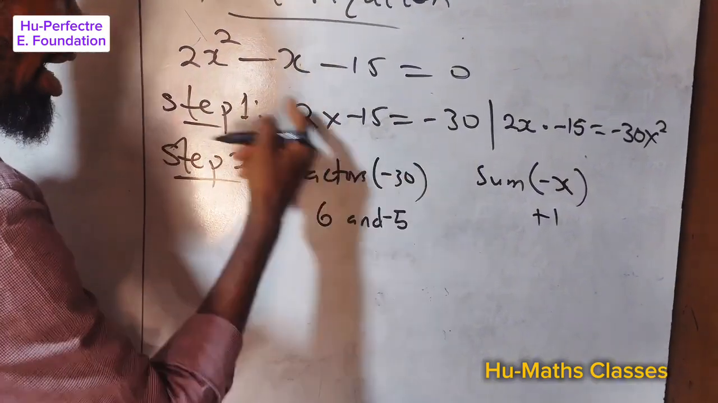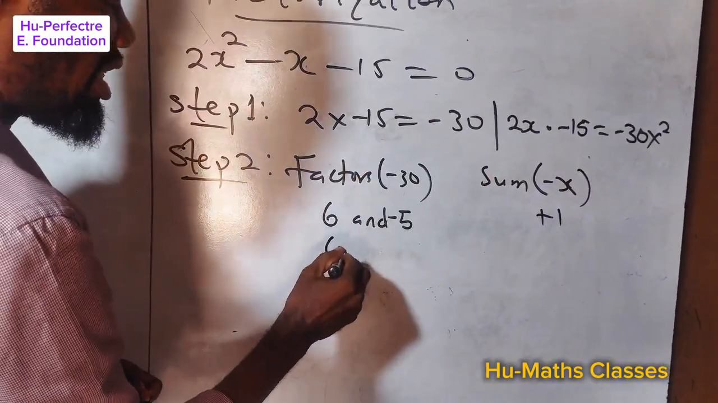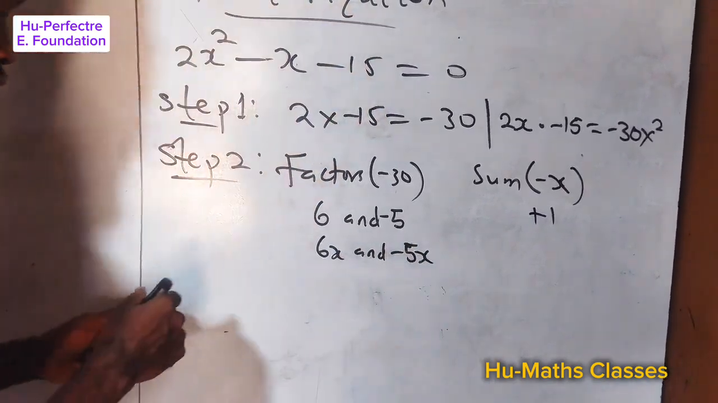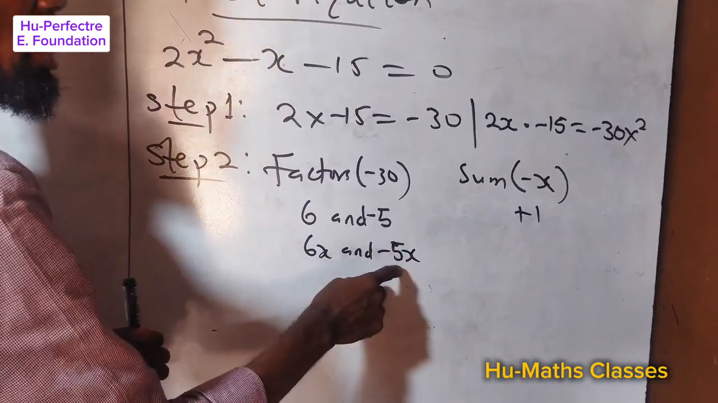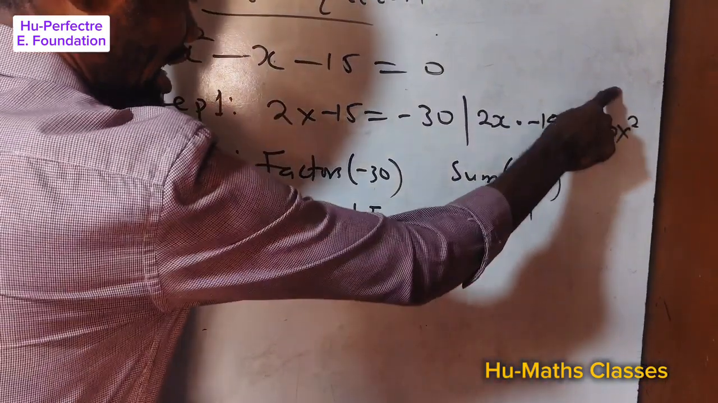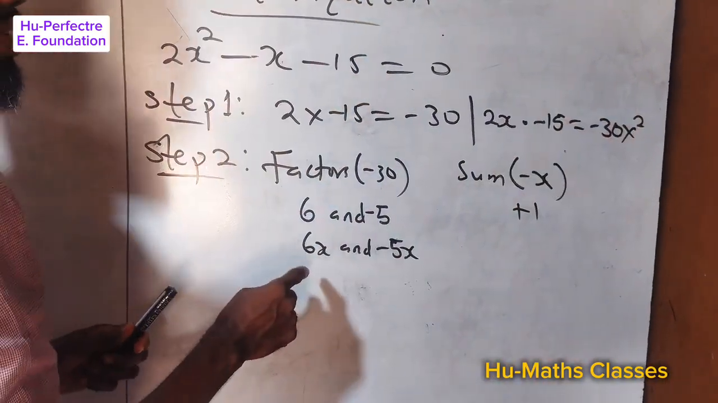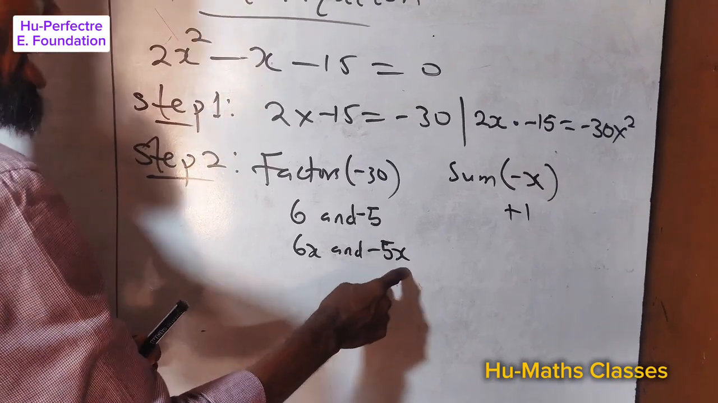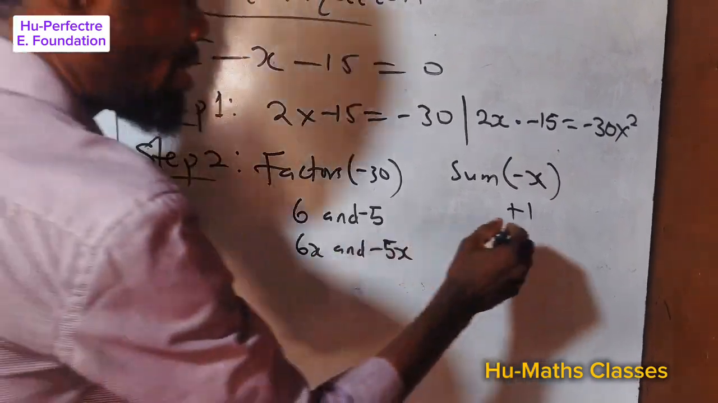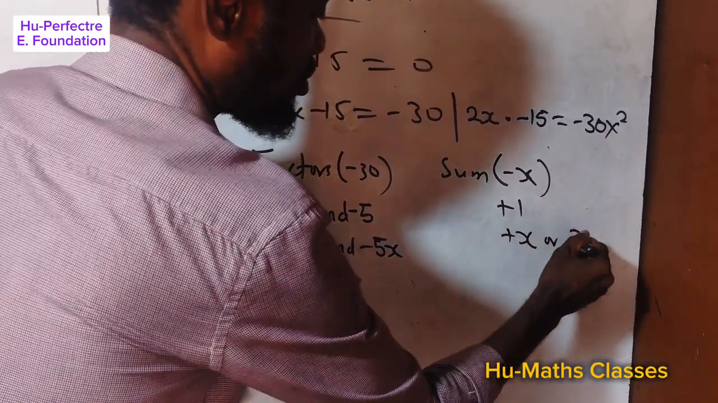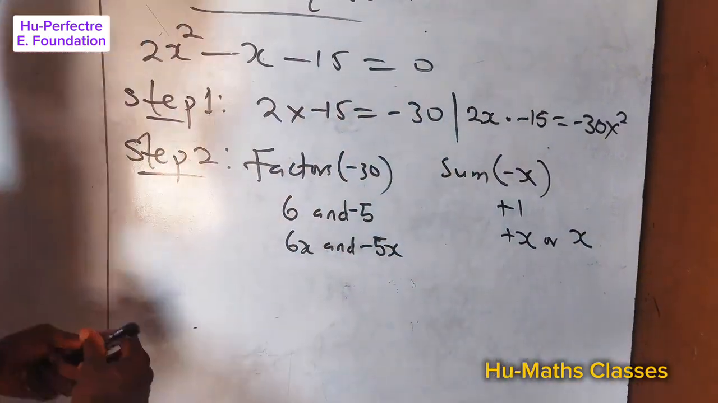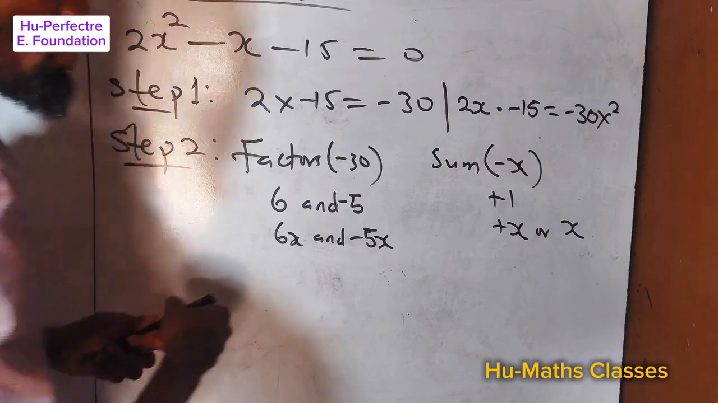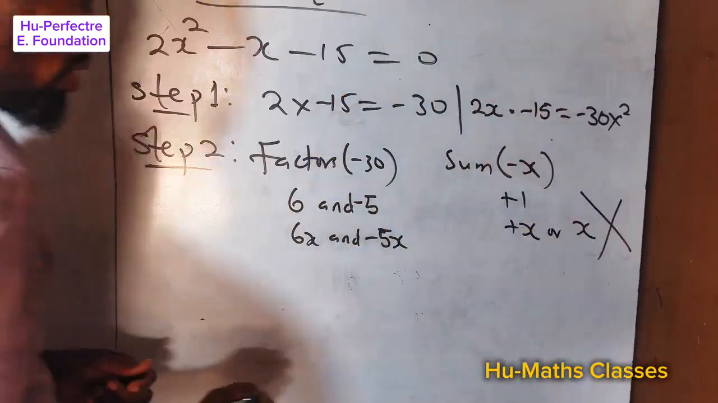If you're using the first variable instead, you'll be having 6x and minus 5x. If you multiply 6x times minus 5, you'll be having minus 30x. But if you add 6x plus minus 5x, or minus 5x plus 6x, your answer will be plus x, or just write x. And it is not the same as the second variable, which is minus x. So these two answers are actually wrong.